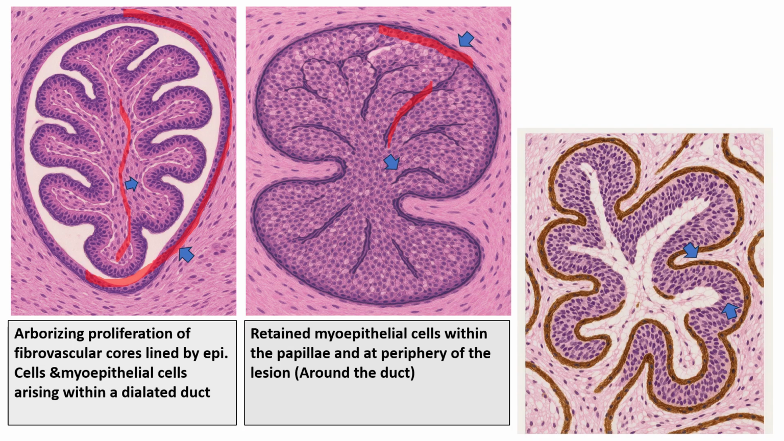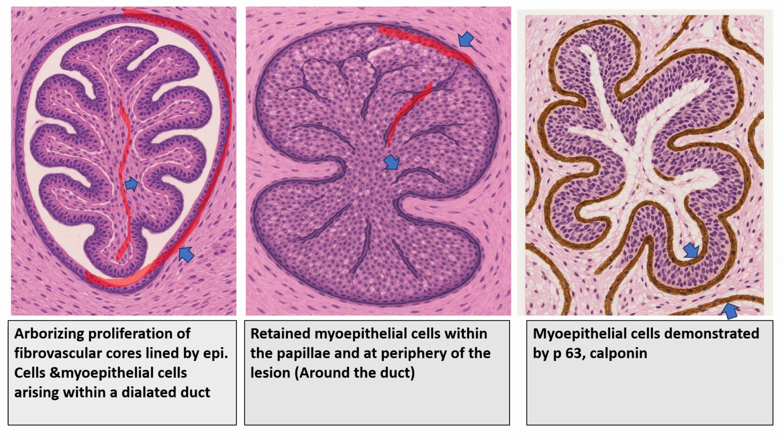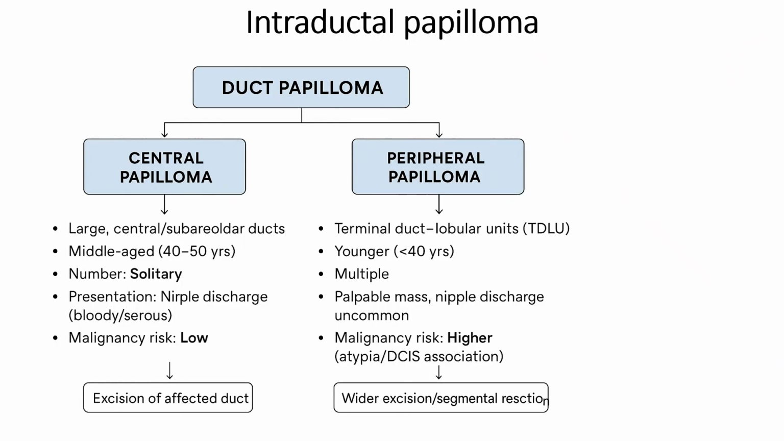So in this you are able to see myoepithelial cells demonstrated by IHC, that is P63, calponin, SMA. All this can demonstrate the myoepithelial cells present at the periphery of the lesion around the duct and also in between the papillae. So this is about intraductal papilloma. Intraductal papillomas can be of two types, central papilloma and peripheral papilloma. I have shown you the images of both.